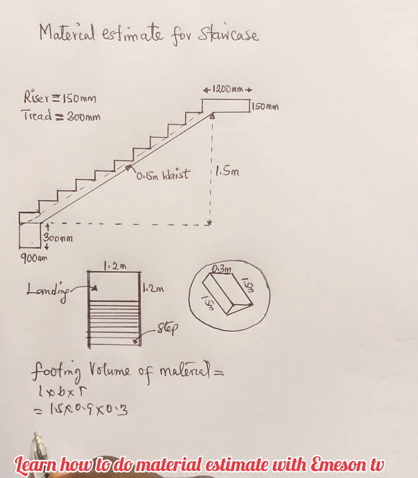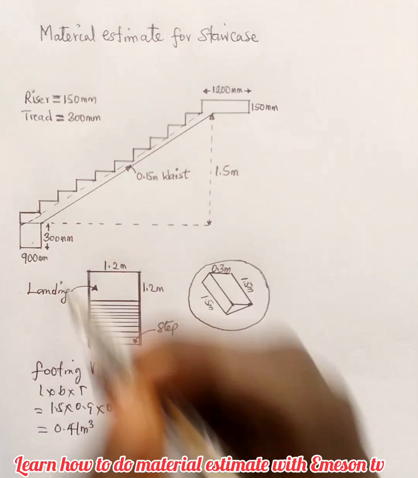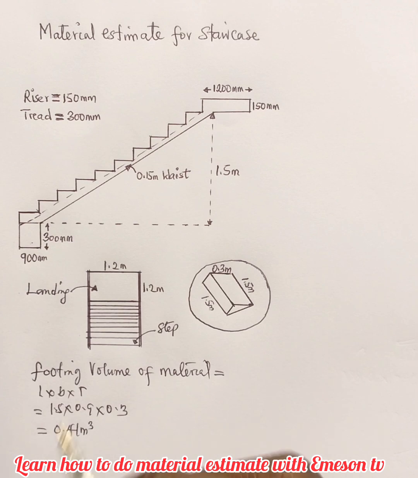So this calculation is for the footing. Let's multiply out. Here we have 0.41 meter cube of concrete that will be required for this footing. Remember, in this calculation, I'm just doing this for a single flight. Let's proceed. That is for the footing.